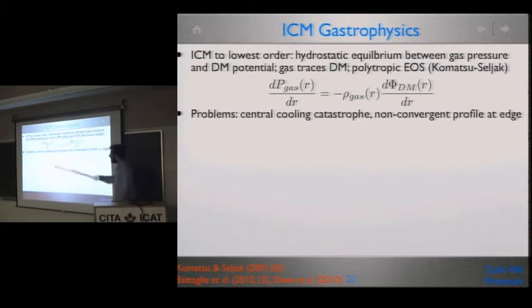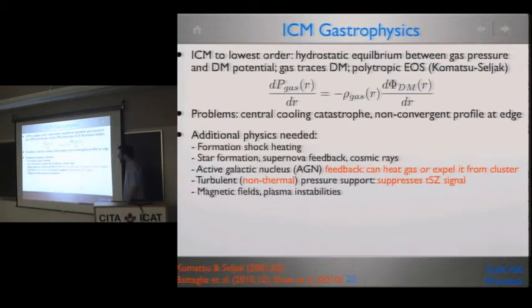When you do this procedure, you obtain this overcooling problem in the center of the cluster where you form many, many stars, which is in severe disagreement with observations. And then also the pressure profile doesn't converge at the edge of the cluster, so that's a problem. There's a lot of additional physics that are needed. So there are virial shocks that have to be accounted for at the outer boundary regions of the cluster. You also have feedback from supernovae. There's star formation. You might have some cosmic ray pressure support. There are things like magnetic fields and plasma instabilities, which are certainly not being modeled in cosmological volume simulations.